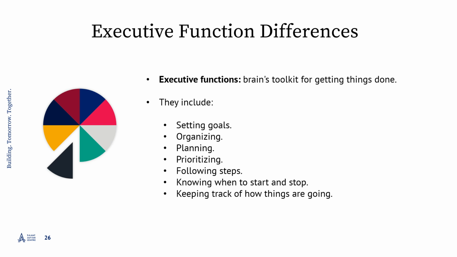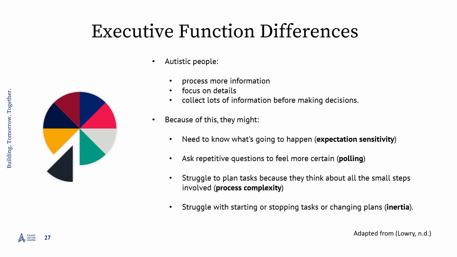Autistic people may also have differences in executive functioning skills. Executive functions are the brain's toolkit for getting things done. They include skills like setting goals, organizing, planning, prioritizing, following steps, knowing when to start and stop, and keeping track of how things are going. But why do autistic people sometimes struggle with these executive functions? Well, we know that autistic people process more information, focus on details, and collect a lot of information before making decisions. Because of this, they might have a strong need to know what's going to happen.